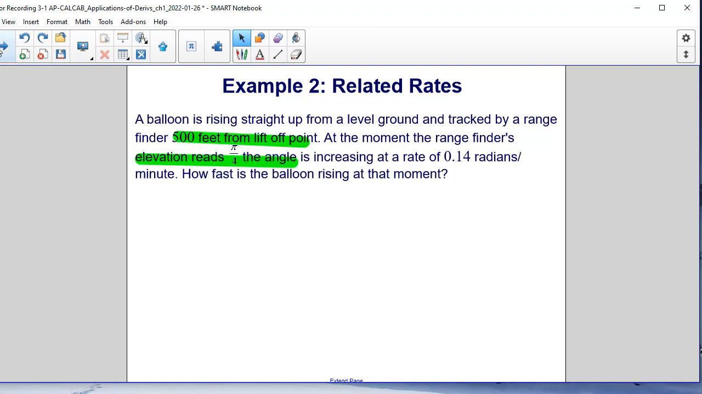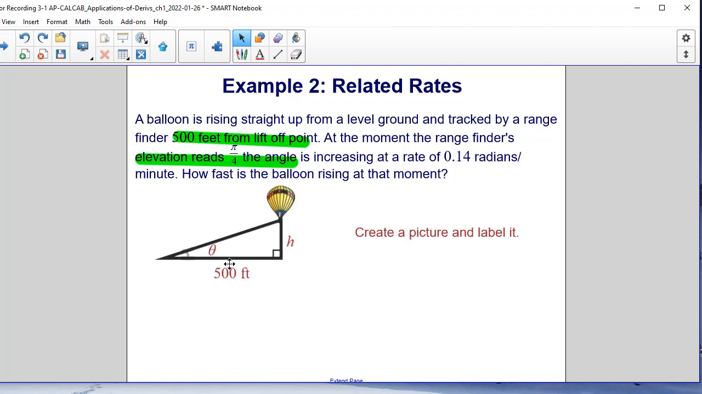Step 1 is we're going to draw a diagram from the given information that we know. So we are told that the rangefinder is 500 feet from the liftoff point, and we know that the angle of elevation is pi over 4 radians. Our diagram will form a right triangle. Since the balloon is lifting straight up from a level ground, we know the angle is going to be 90 degrees. The rangefinder is 500 feet back. We don't know the actual height.